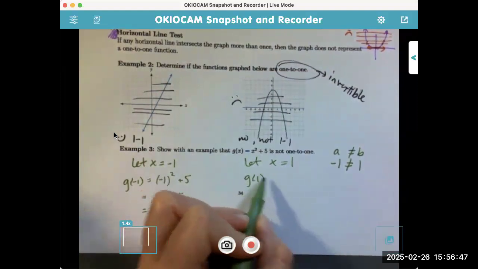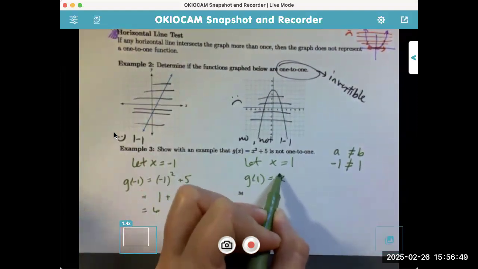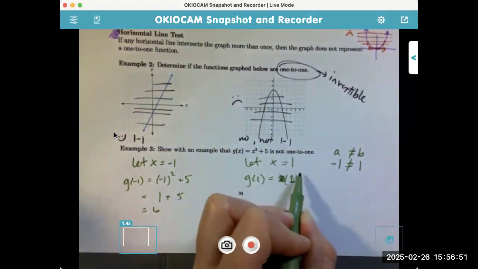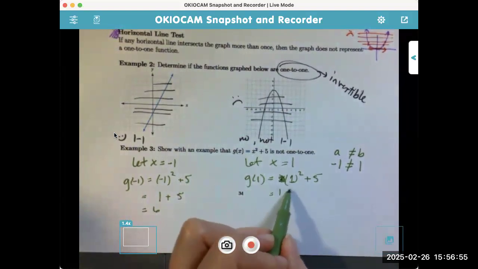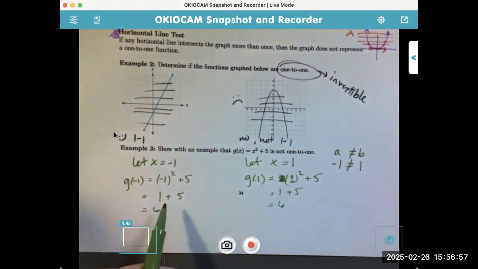So if I do g of 1, this is, oops, excuse me. See, I need y'all to catch me with these silly things. 1 squared plus 5, which is 1 plus 5, which is 6.